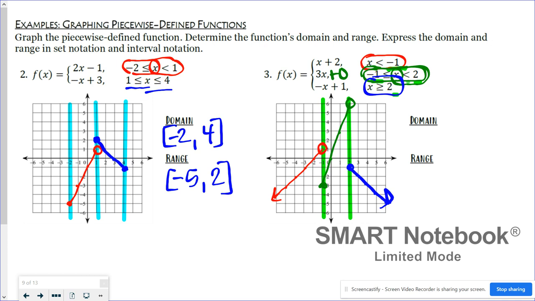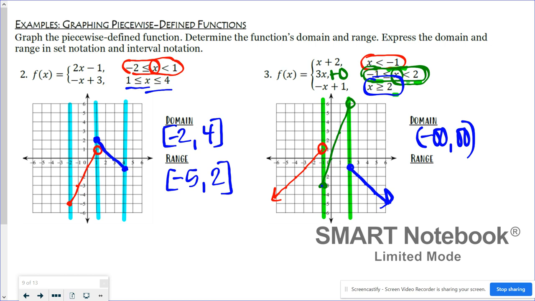Now I'm ready to identify my domain and range. So this graph goes as far left as -infinity. There's weird stuff going on at x is -1, but solid saves the day and I can move on. It's also a little weird at x is 2, but solid saves the day, so then I can move on. So this thing has a domain of all real numbers. It goes left forever, right forever, and everywhere in between.